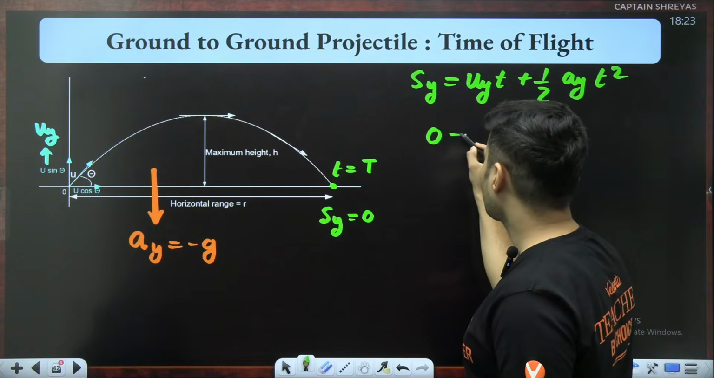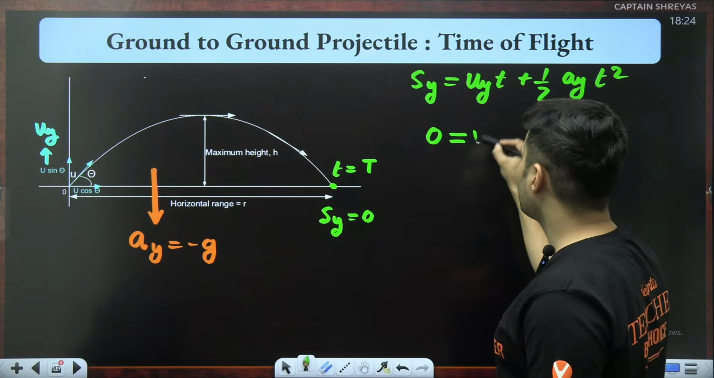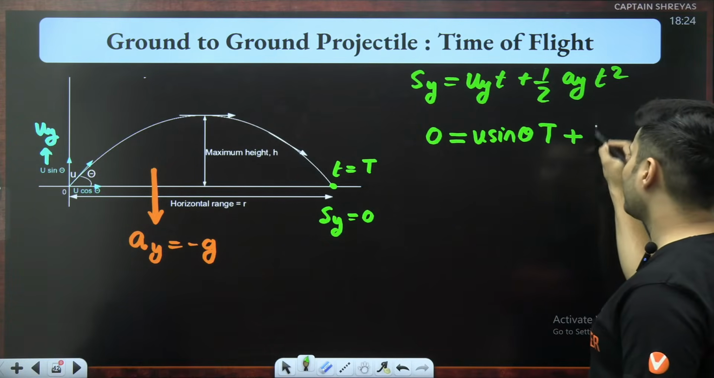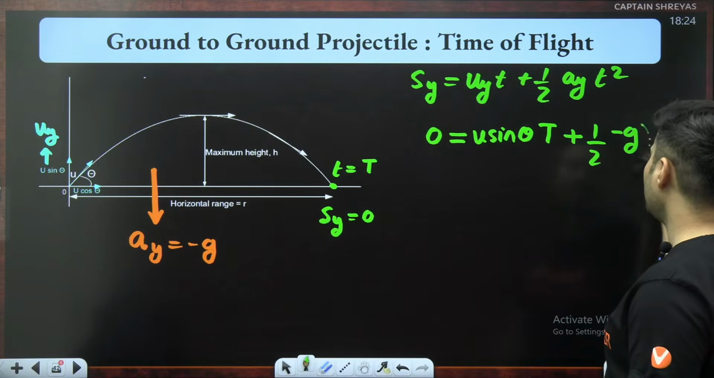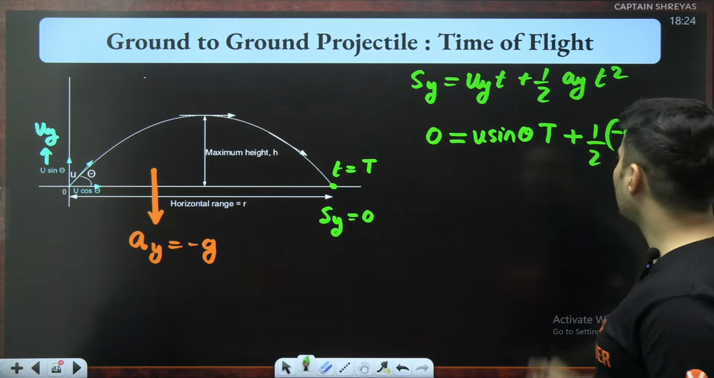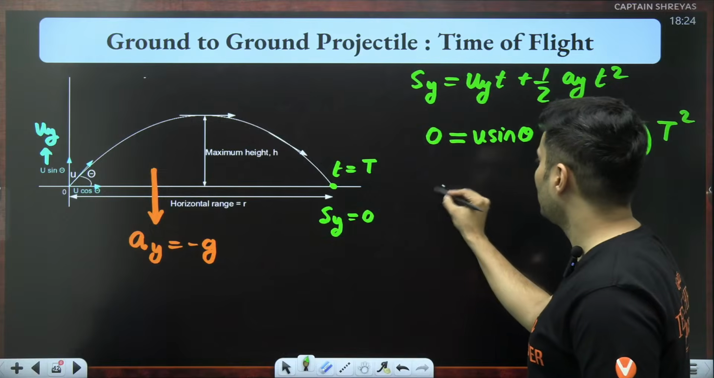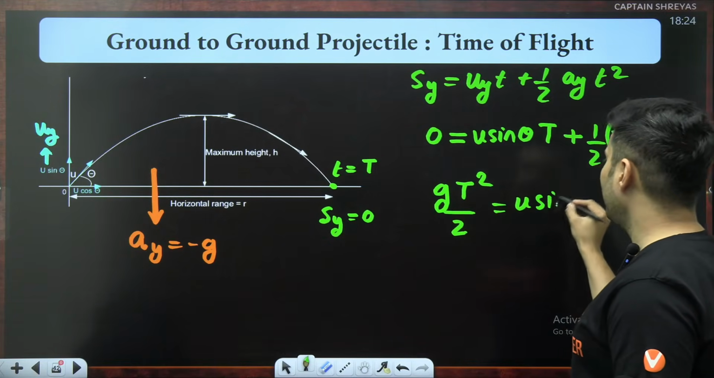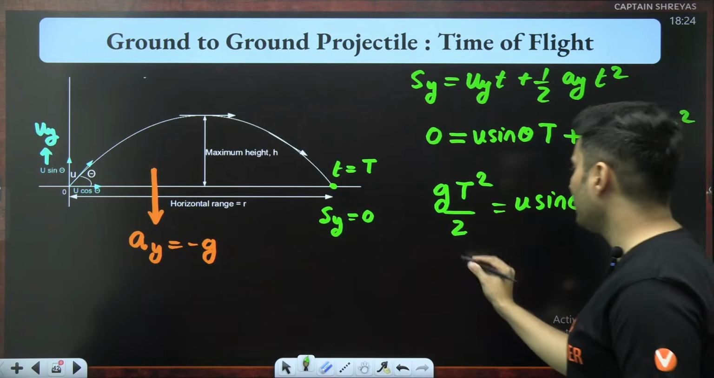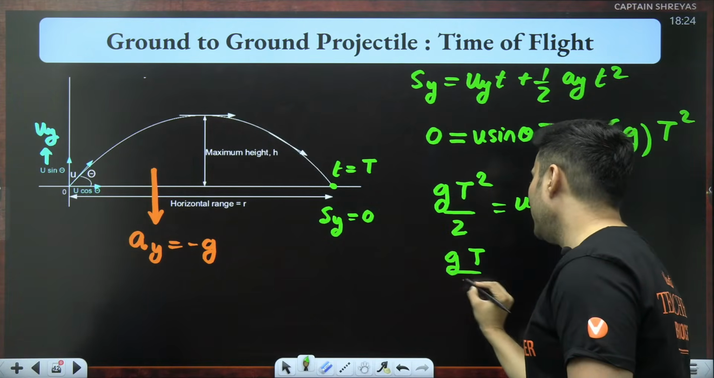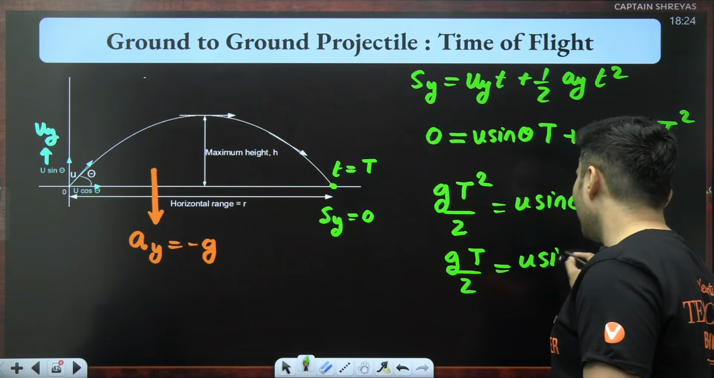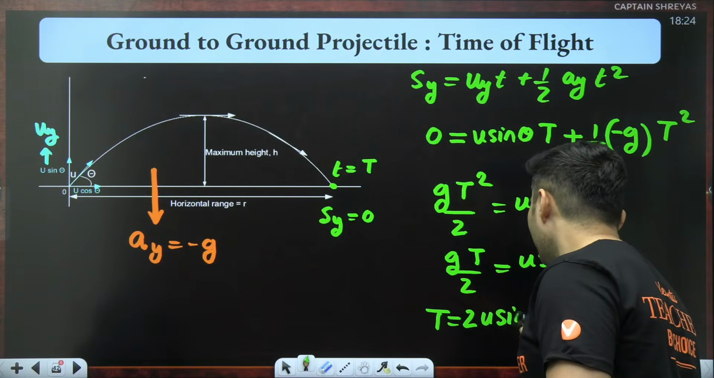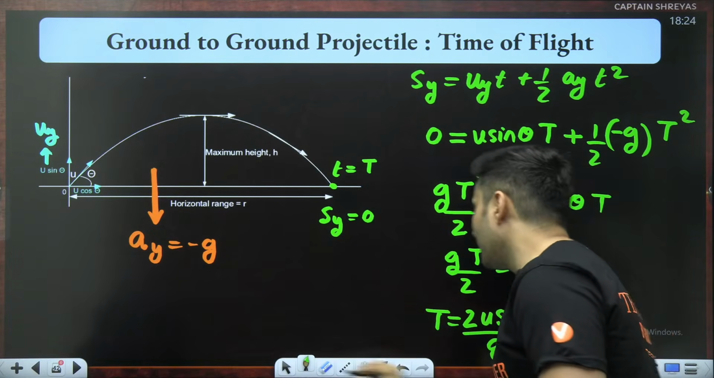Sy is 0. Initial velocity is u sine theta. Time is capital T, plus acceleration negative g, time t, so t square. Bring these over here. So this will become gt square by 2 is u sine theta into t, t cancels. So gt by 2 is basically u sine theta. Therefore, t is 2u sine theta divided by g.